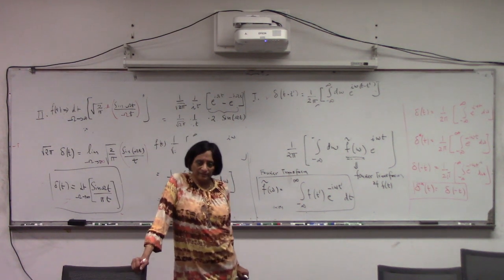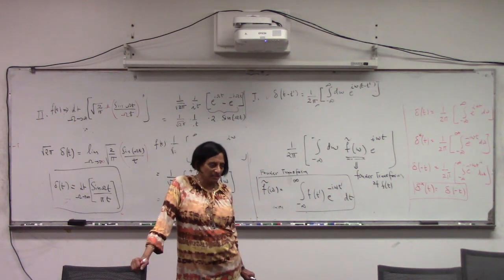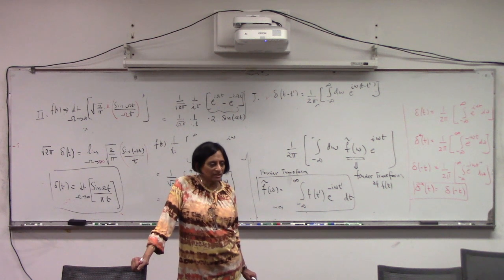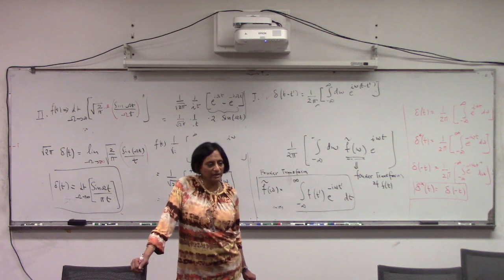Now, delta of minus t, how does it behave? How is it different from delta of t?